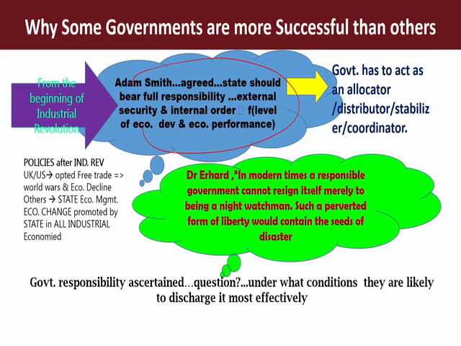On the other side, Dr. Erhard mentioned, in modern times, a responsible government cannot resign itself merely to being a night watchman. Such a perverted form of liberty would contain the seeds of disaster. Because it has happened.